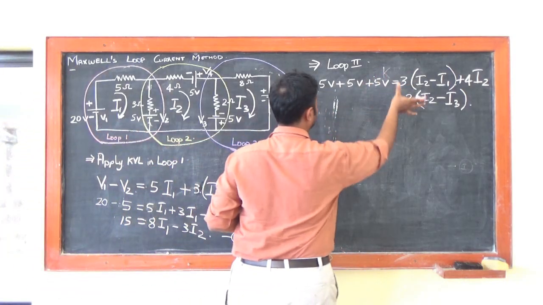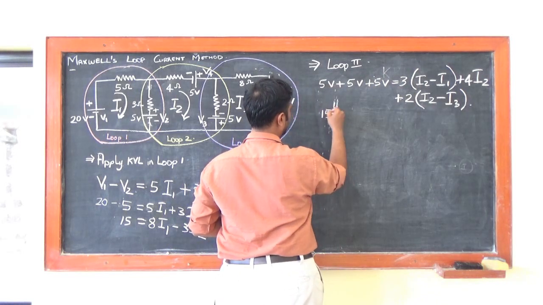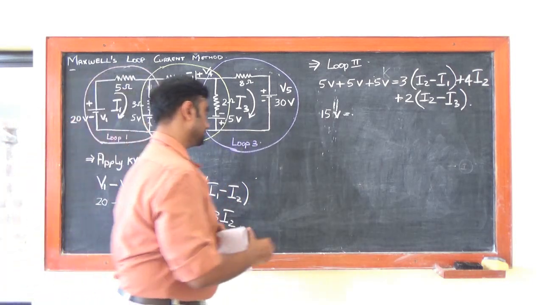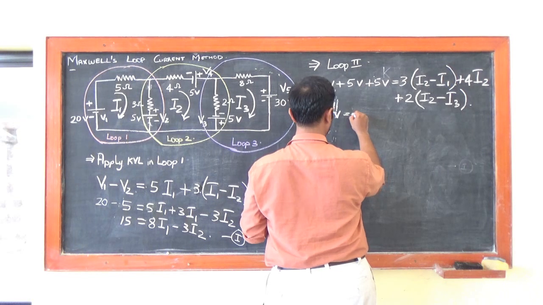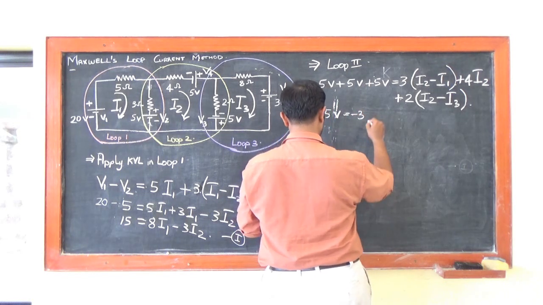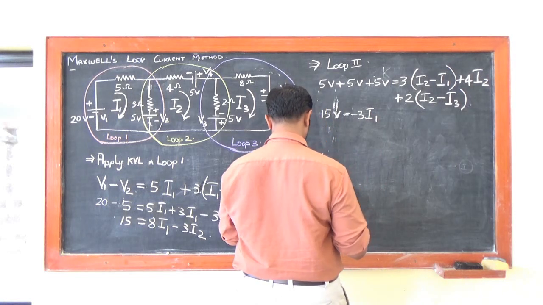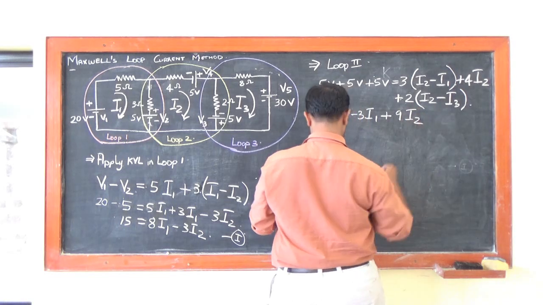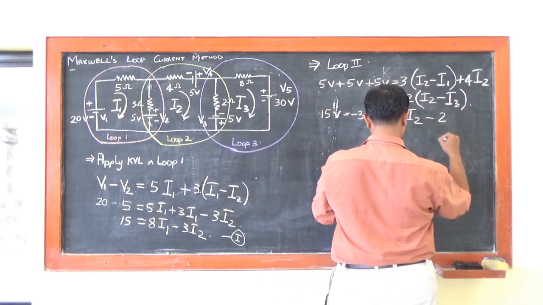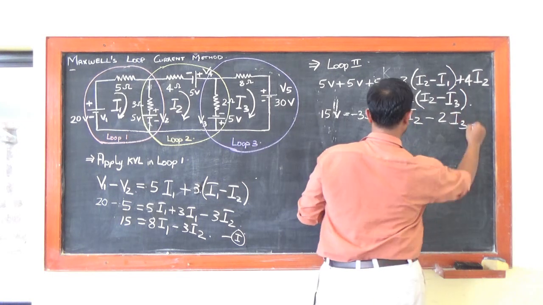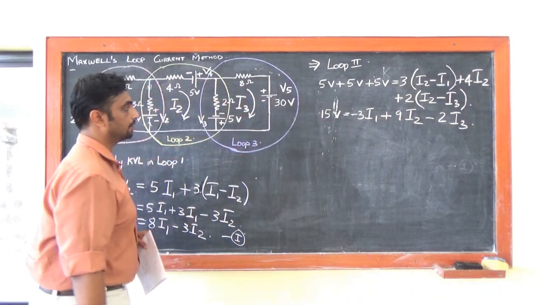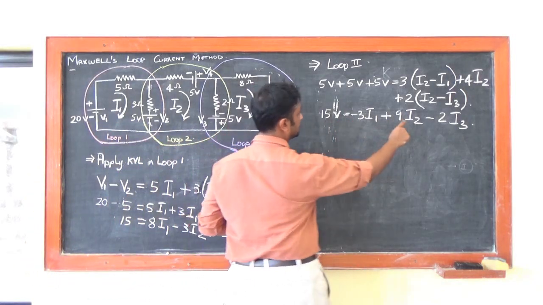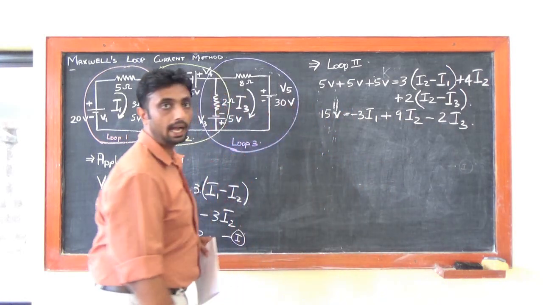Then again we expand this, we add all this up, it will be 15 volts equals to minus 3 I1 plus 9 I2 minus 2 I3. So this will be the final equation. So we have 15 volts equals to minus 3 I1 plus 9 I2 minus 2 I3.